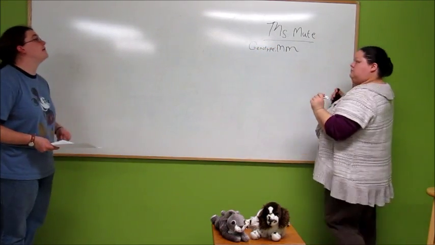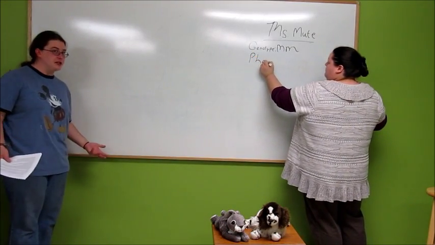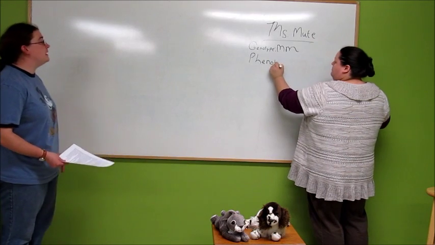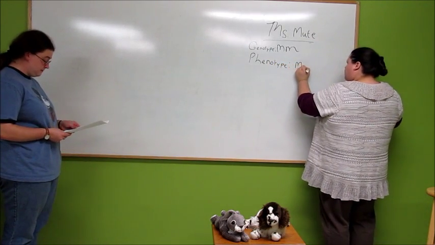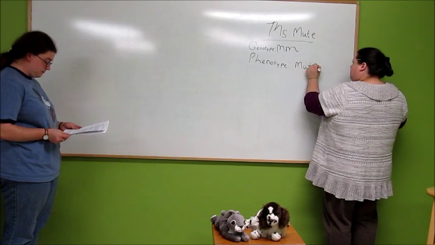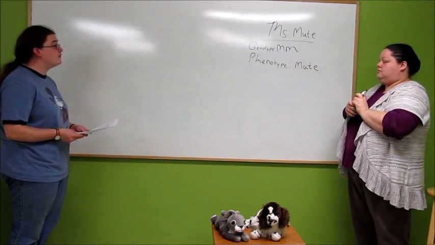That's right, your genotype is little m, little m. Your phenotype, which is how your genes are expressed, would be mute. That makes you a homozygous recessive for mutism.